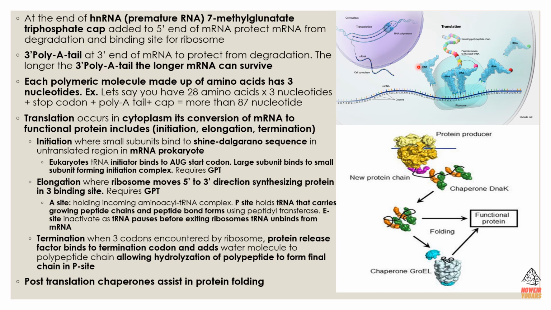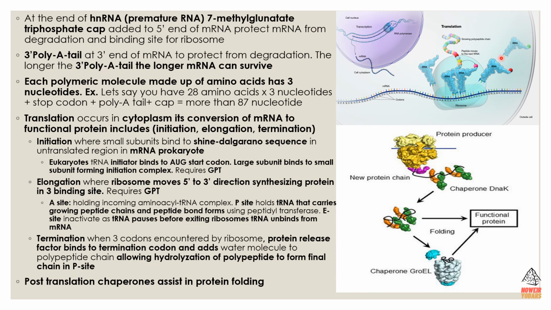So the first site is the A site. It holds the incoming amino acid tRNA complex. So you got incoming tRNA here. It has an anticodon and it wants to bind to the mRNA. And then the P site holds the tRNA that carries the growing polypeptide chain. You see, this is the growing polypeptide chain, and the peptide bond forms using peptidyl transferase, right?